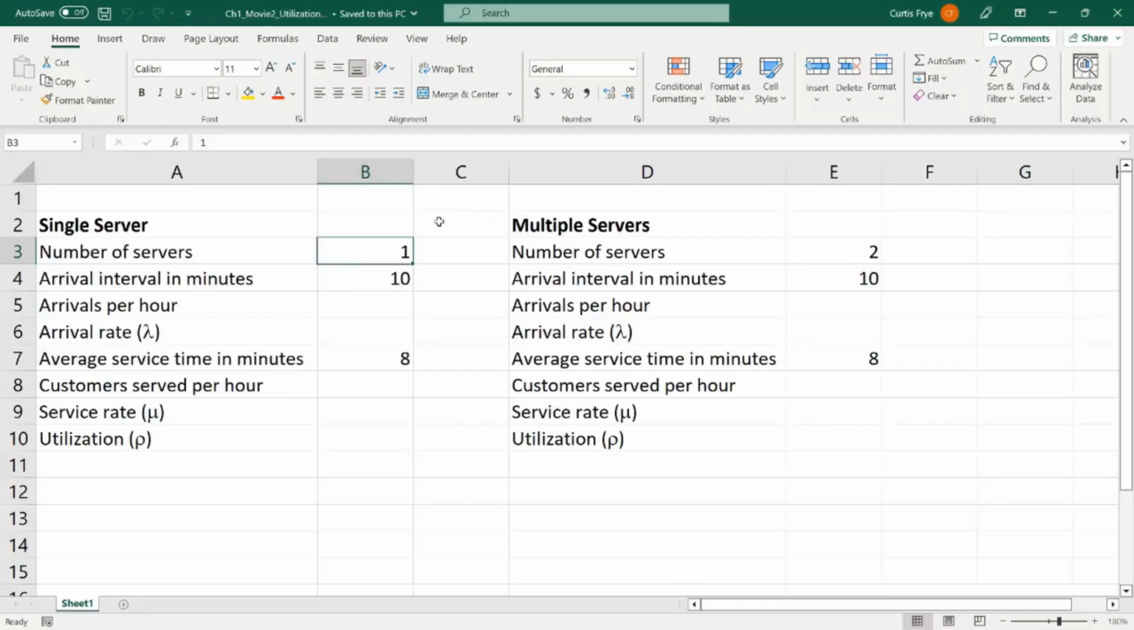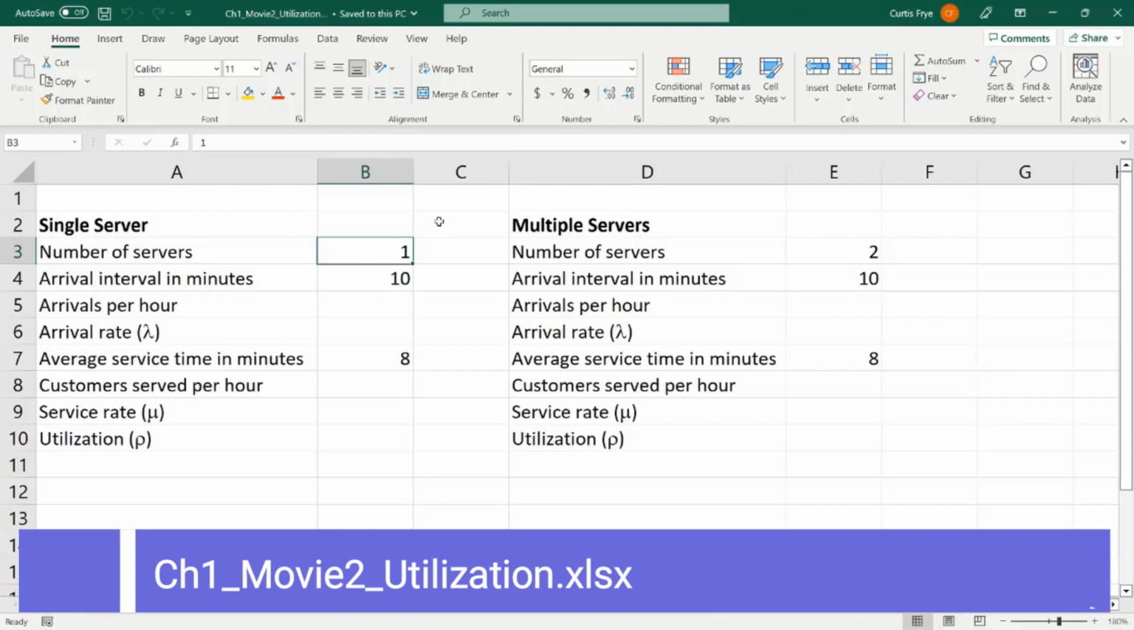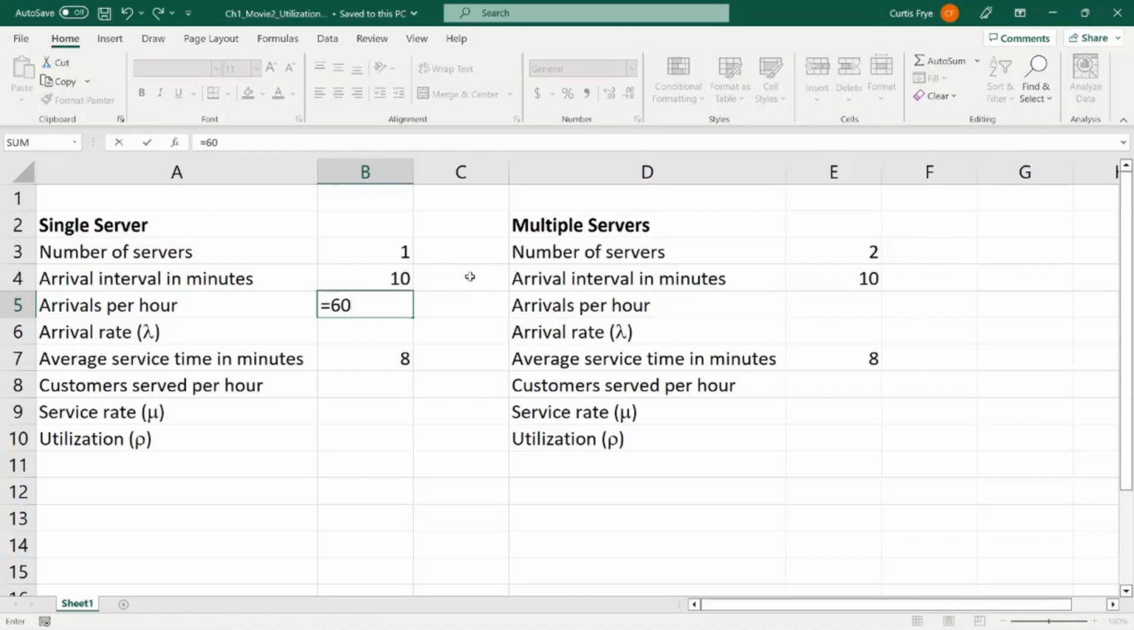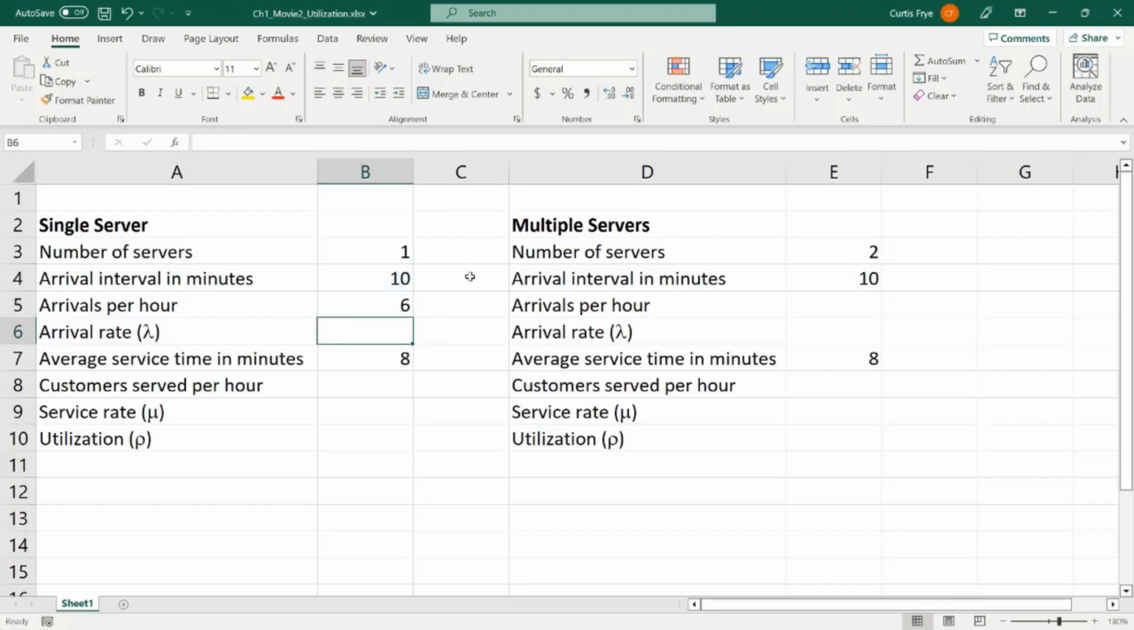Here in Excel, I will work with the sample file named Chapter 1 Movie 2 Utilization. And I have 2 columns set up, one for a single server and one for multiple servers. I'll start by creating calculations for the single server case, and then after I do one, I'll move to multiple servers. So I'll start with the arrivals per hour in cell B5, and that will be the number of minutes in an hour divided by the arrival interval in minutes. So in B5, equal 60 divided by the value in B4, which is 10. So 60 minutes, 10 minutes between on average. I should see 6, and I do.